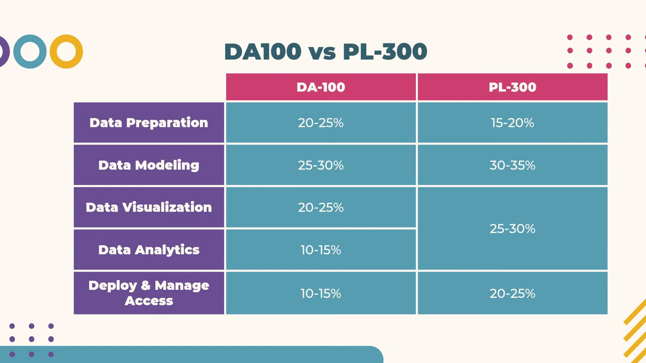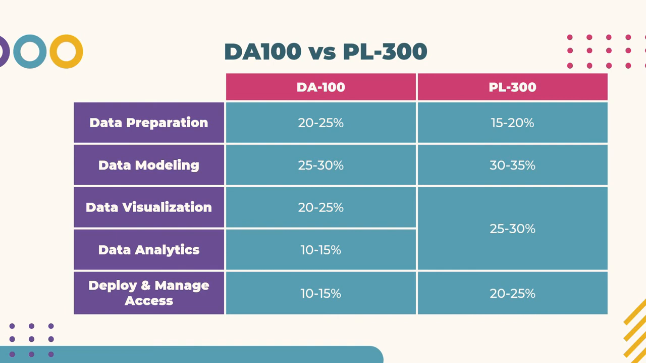So the first category is data preparation. The percentage in the old exam was 20 to 25 and decreased in the new one to 15 to 20%. While data modeling increased in the new one to 30 to 35 instead of 25 to 30. This is because of a certain important reason. Data modeling will contain another important topic that we are going to highlight in this video.